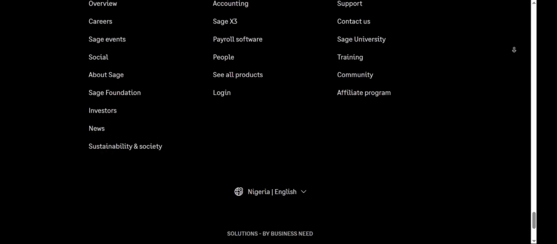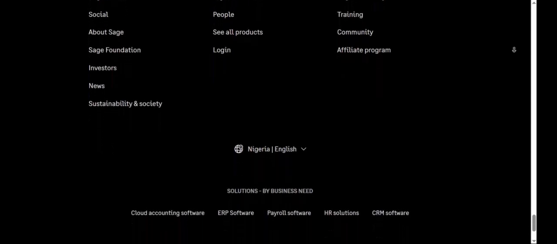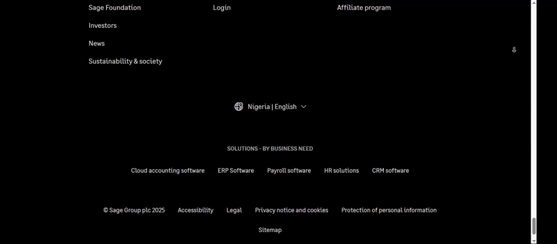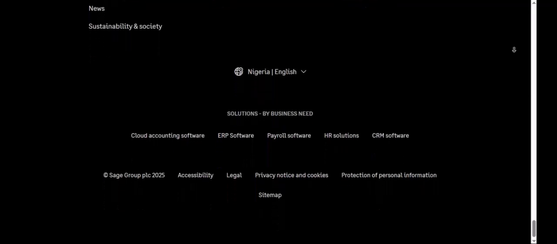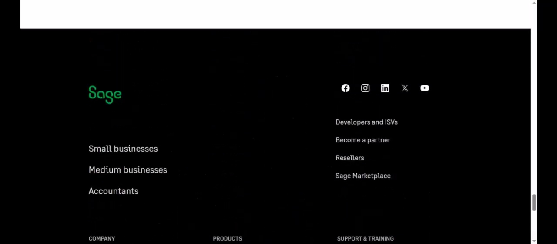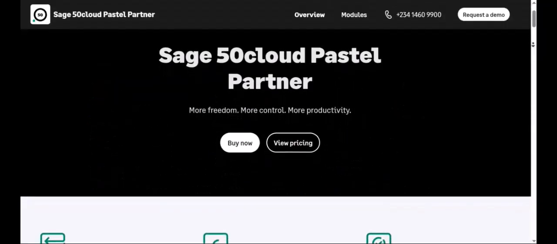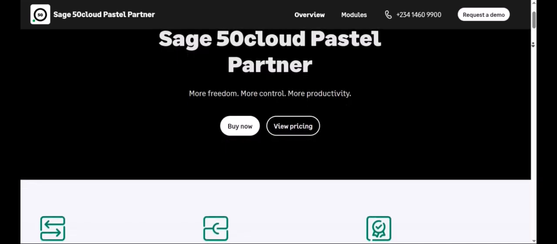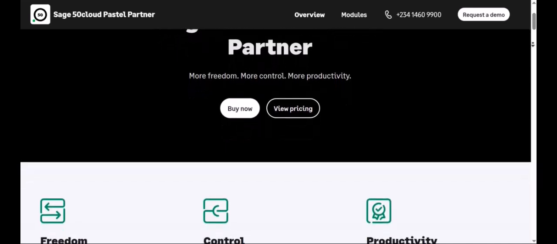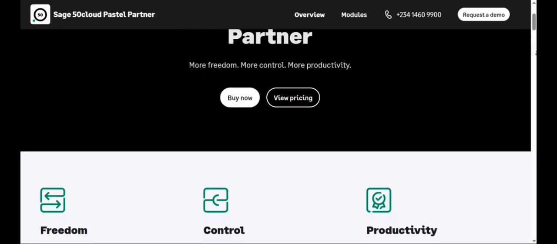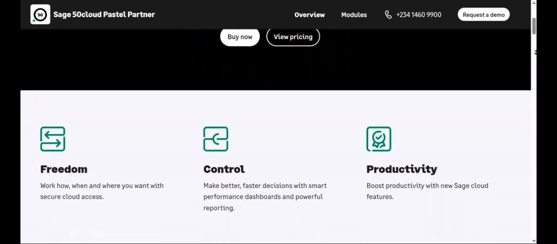Another significant application of Sage is in payroll management. For businesses with employees, managing payroll can be a complex and time-sensitive task involving calculating wages, deducting taxes and other contributions, and ensuring timely payments. Sage offers payroll modules that automate these processes, simplifying payroll administration, ensuring compliance with regulations, and reducing the risk of errors. This not only saves administrative overhead, but also contributes to employee satisfaction by ensuring accurate and timely compensation.